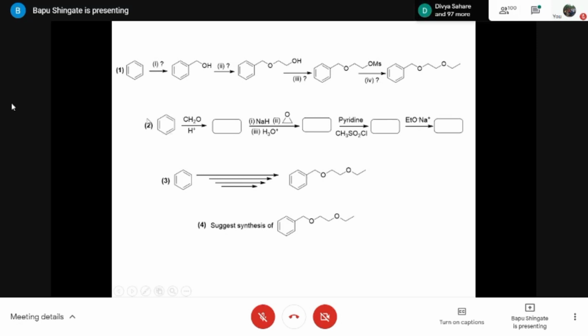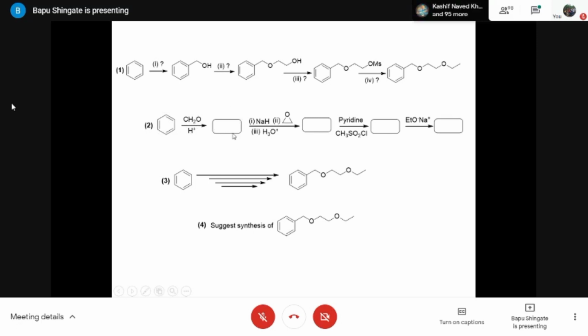We are given benzene, formaldehyde, and some acidic condition. What will be the reaction condition? While determining this particular product or intermediate, we should know the reactivity of benzene. Just remember one point: if you know the structure, then you should know the reactivity of all those compounds. How will this benzene react with formaldehyde? You should know the reactivity of formaldehyde, acid, and benzene, and accordingly we can find out the product.